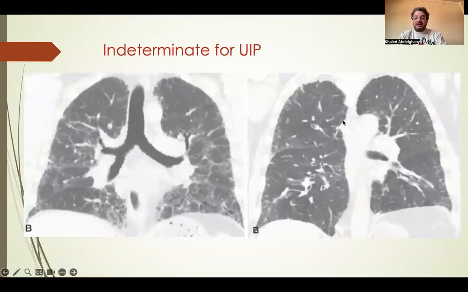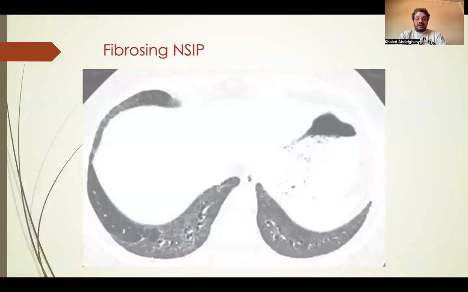Here we have a case having irregular reticulation at the periphery with subtle ground glass opacities, and here the reticulation is extending inward to the lung. No big difference here. Both are indeterminate for UIP, indeterminate for fibrotic HP, and fibrosing NSIP. But suppose you have subpleural sparing, so you will favor NSIP over the other two possibilities.